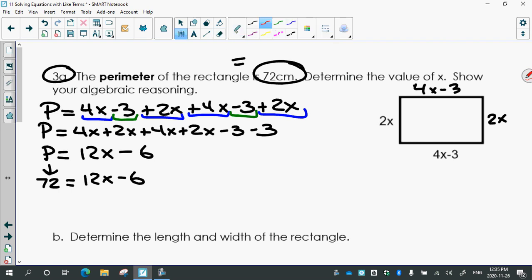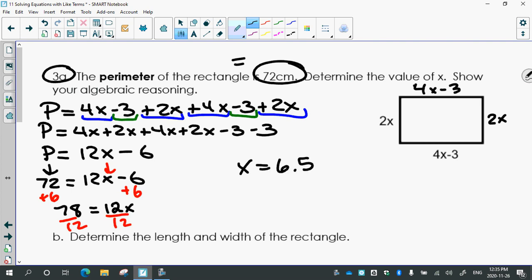Find that number. So this bossy side has x. It tells you what to do. Use reverse BEDMAS. 72 plus 6 is 78. Then divide both sides by 12. And you end up getting x to be 6.5. And that's what they asked for. Just put a little therefore up front. And same units, centimeters. Okay?